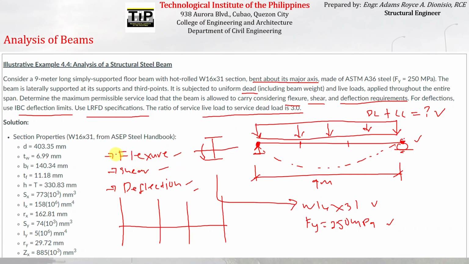So to answer the problem, we have to take note first of the section properties of a W16 by 31 steel section that can be found from the ASEP Steel Handbook, since we will use these corresponding parameters in the computation of the capacity of the simply supported beam with respect to flexure, shear, as well as its corresponding deflection. Okay, so you have to take note of all of those parameters that you are seeing here.